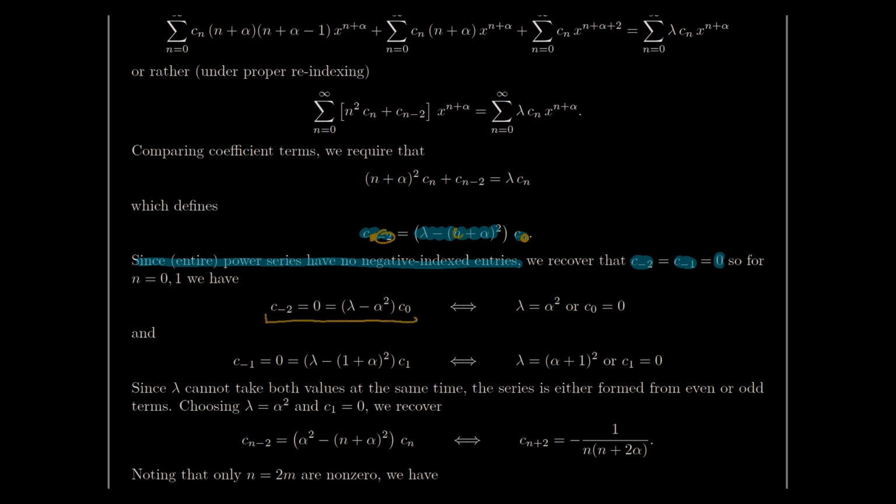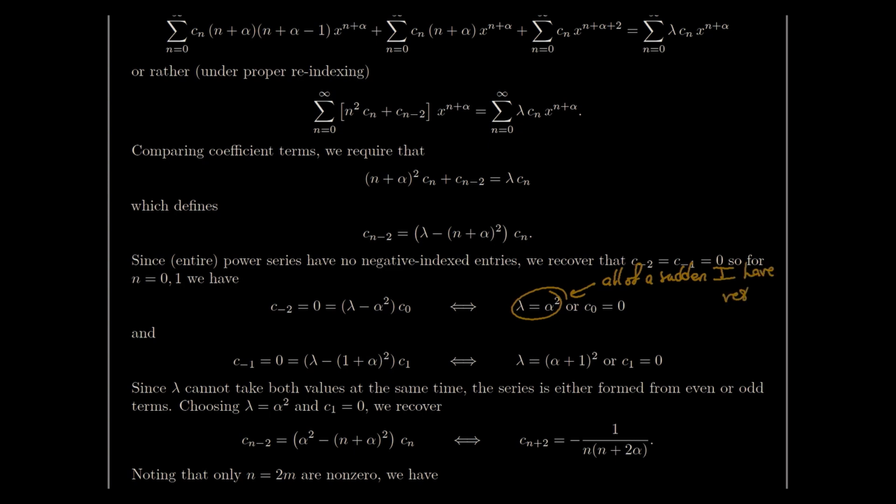That's only ever going to happen if lambda minus alpha squared is also 0, or perhaps c0 is 0. If lambda minus alpha squared is 0, that means lambda is alpha squared. Now all of a sudden, I have restrictions on possible lambda. So no longer any possible lambda in the world, they all equal alpha squared. Keep in mind alpha was in the natural numbers including 0 by way of the Frobenius method. So now I know that the only possible lambdas here are the square natural numbers including 0.